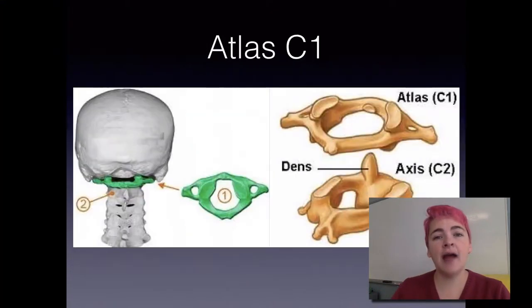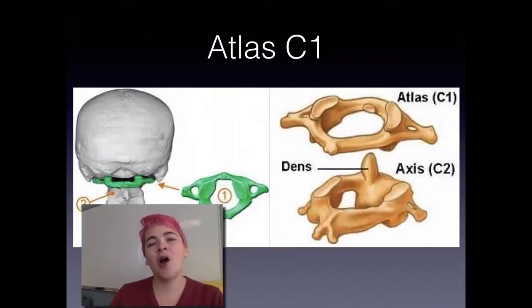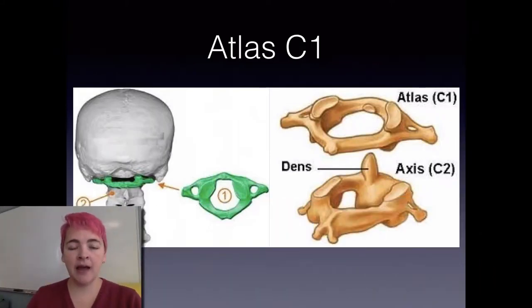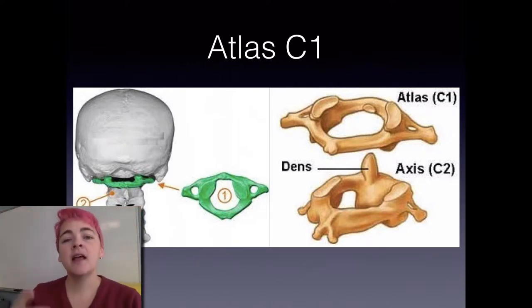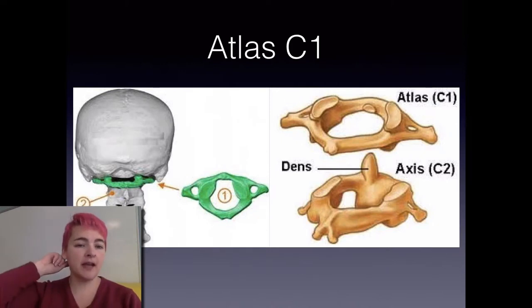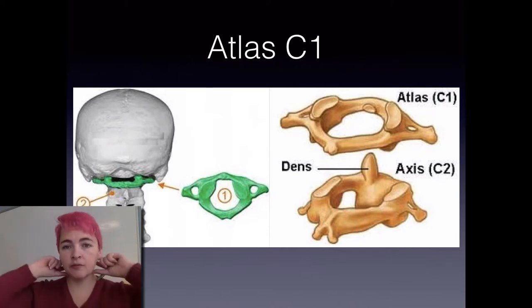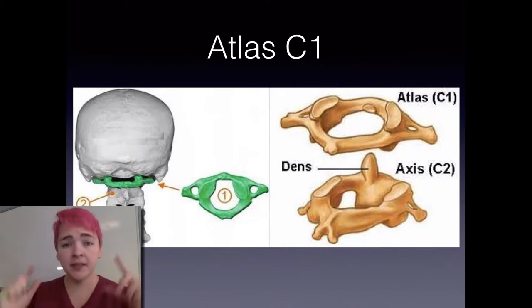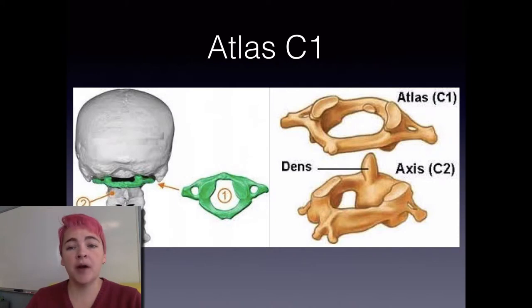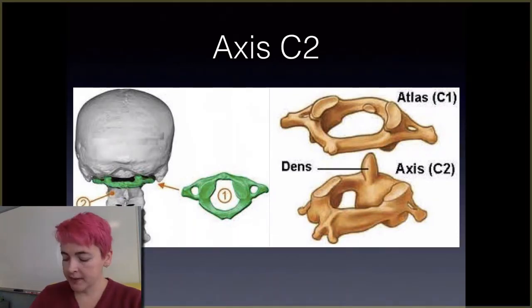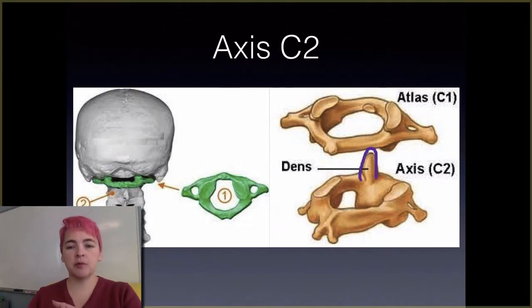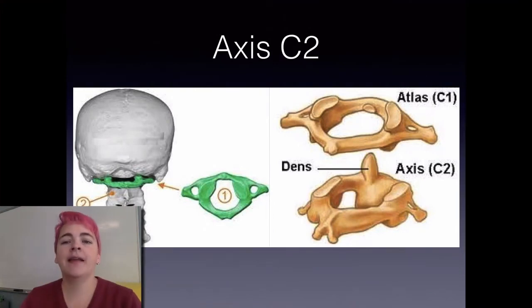C1 and C2 have special names. C1 is called the Atlas. The Atlas is named after that Greek god that carried the earth above his head. The atlas is the first vertebrae. It's the one that articulates with the skull. It'll articulate with the occipital condyles right underneath, and this holds your head up. So atlas is C1. C2 is the axis. The axis has a special process called the dens here that allows for the axis to rotate. So it will rotate on that dens.